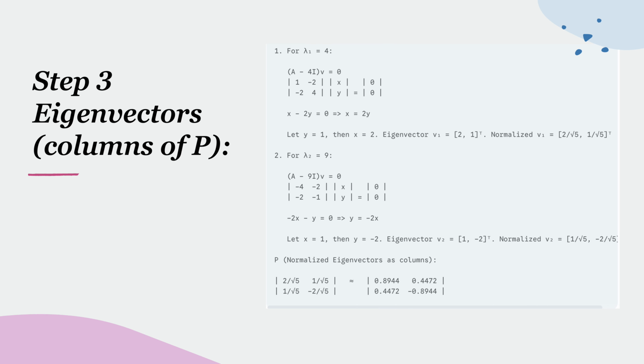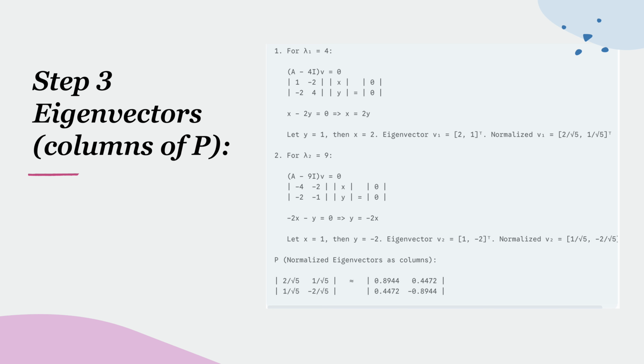So again, for lambda 1 is 4 and for lambda 2 is 9, we will substitute that in the columns of P, and we'll have to normalize this. The normalization: the magnitude of this vector comes down to root 5. So 2 by root 5, basically what we did in the previous one, right? We know the value of y, we know the value of x, so we substitute that for 2 by root 5 and 1 by root 5. We get the normalized eigenvectors as columns, which is 0.8944, whatever the value you see at the bottom of the screen, right?